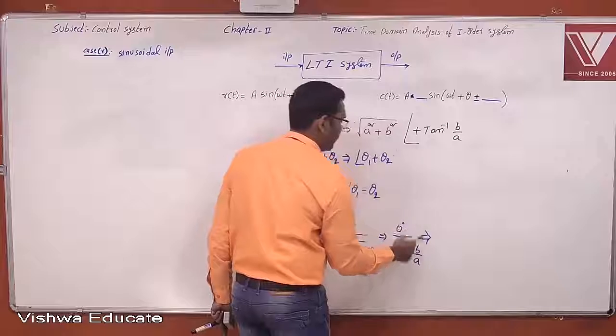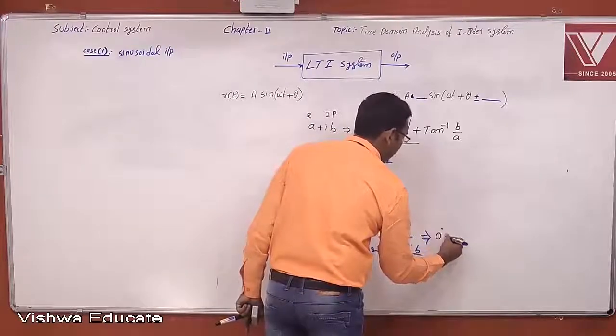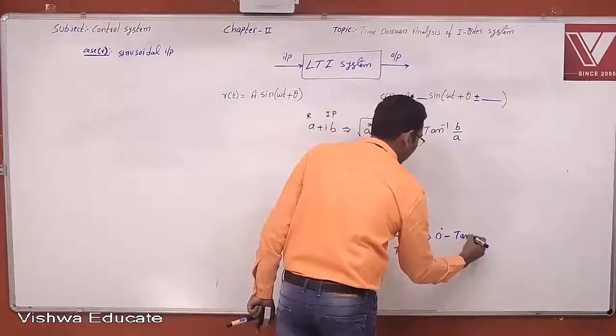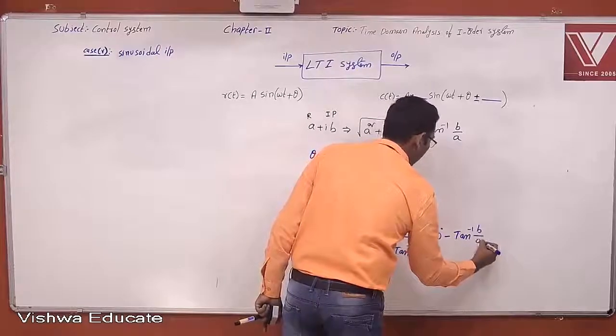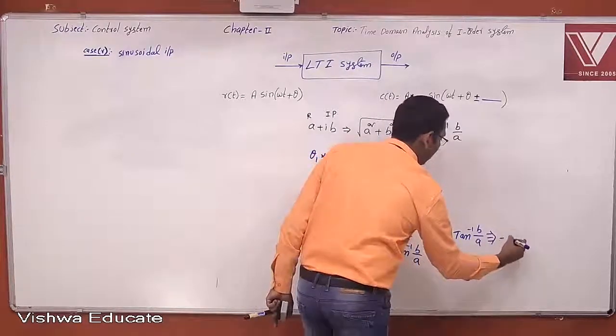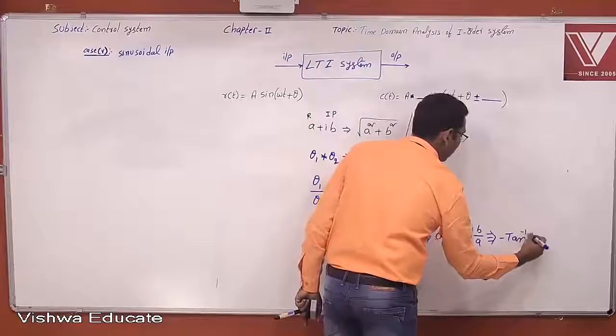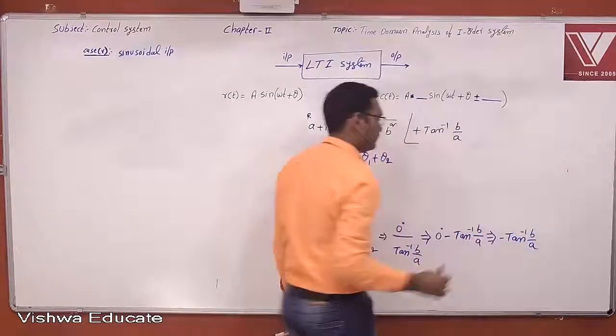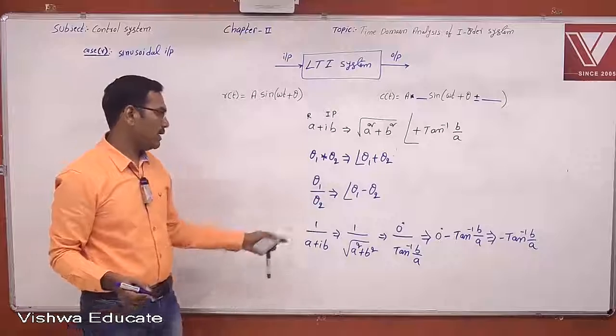Therefore the overall angle is theta 1 minus theta 2. Therefore 0 degrees minus tan inverse B by A. Therefore minus tan inverse B by A. There is an imaginary part and a real part.